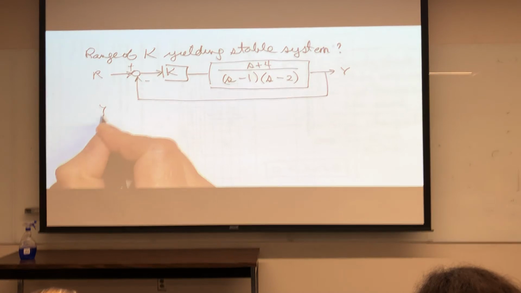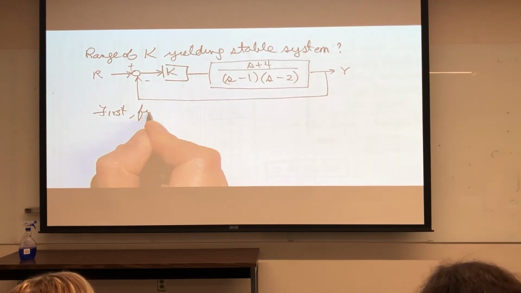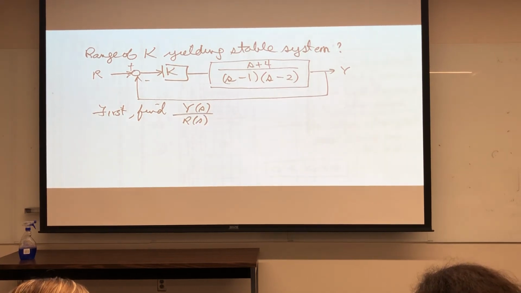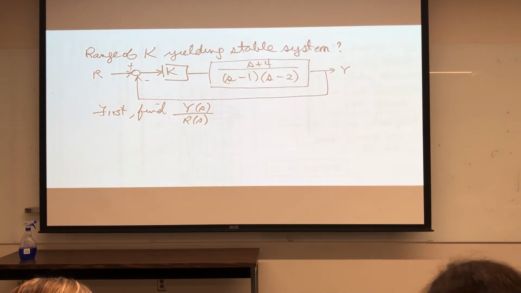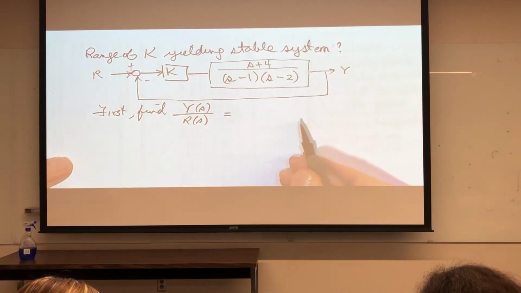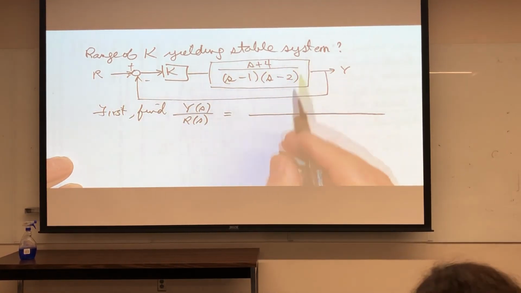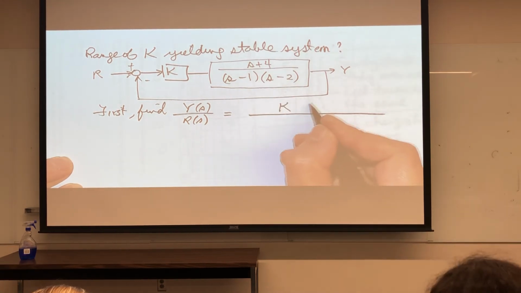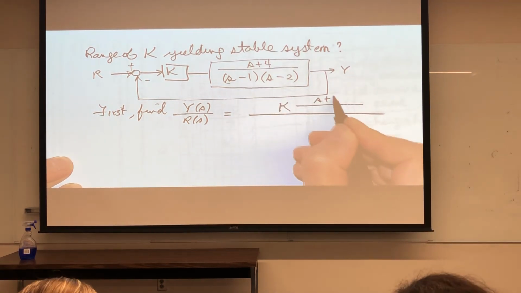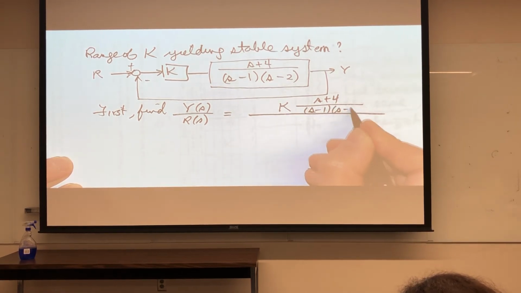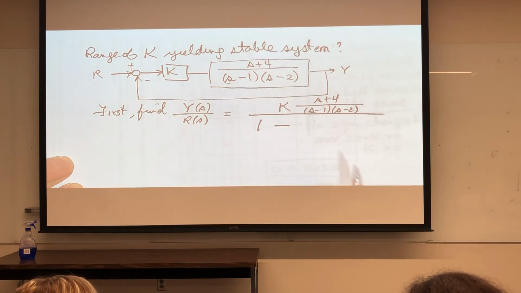So first, find Y(s) over R(s). We have to use what we know about feedback system models. The forward gain from R to Y is going to be K(s+4) over (s-1)(s-2), divided by 1 minus the loop gain.